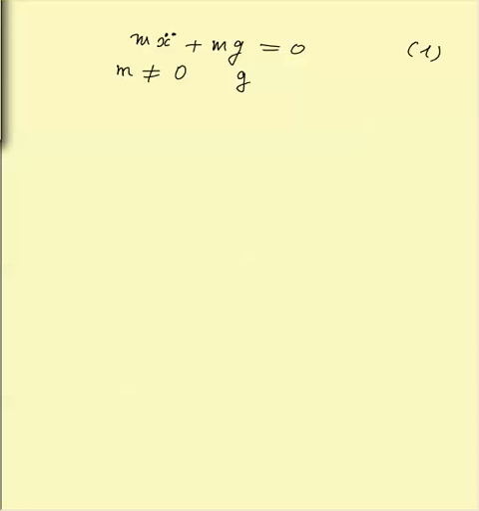Here x is a function of time t, and x dot is the derivative of x of t, and g, as I told, is the acceleration of gravity. The general solution to equation 1 is obtained by integrating it twice.